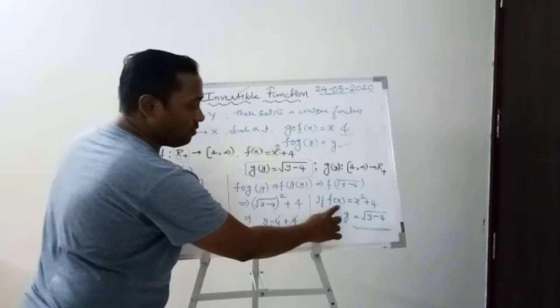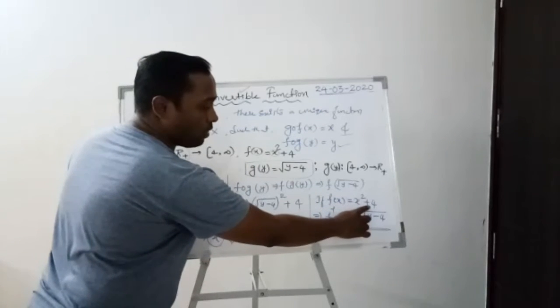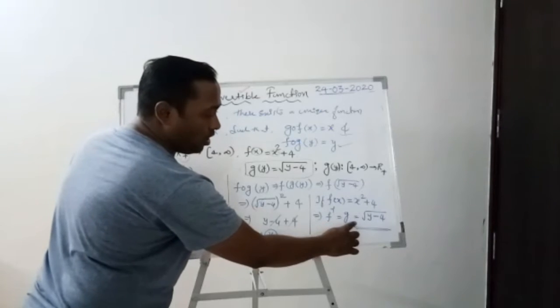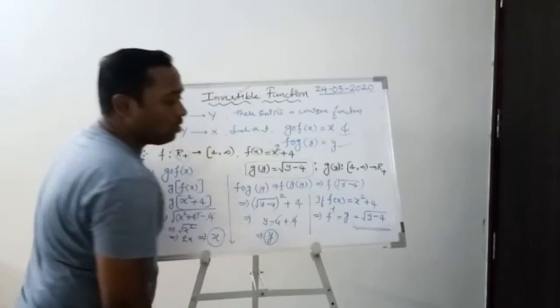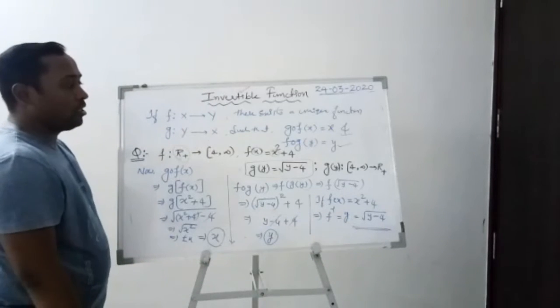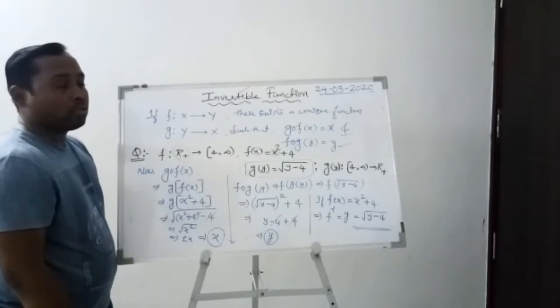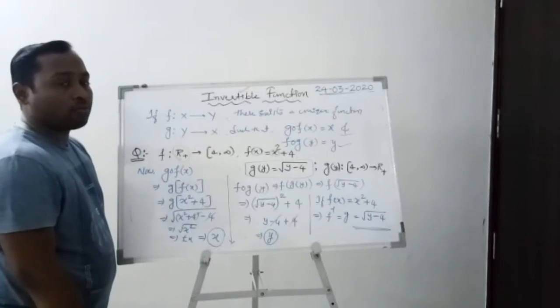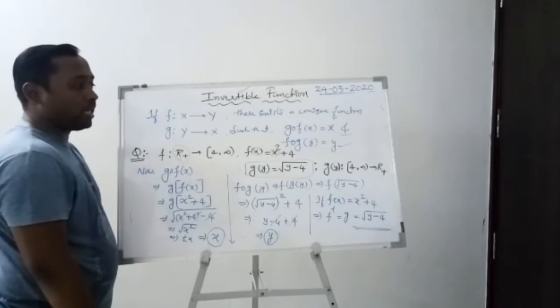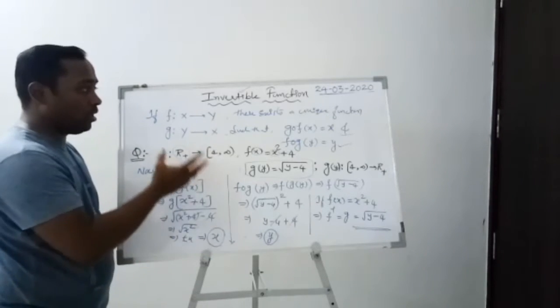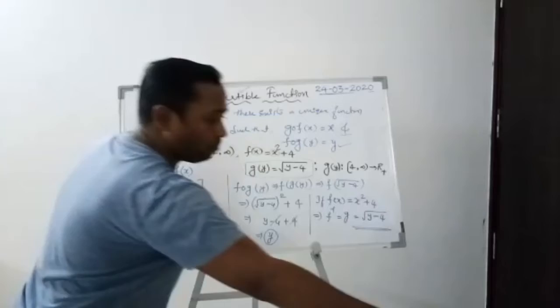We can write: if the function f of x is x square plus 4, then its inverse is written as g of y is under root of y minus 4. So this is the conclusion we got from the two processes. So finally I will write one common statement which can be applicable in both the methods.